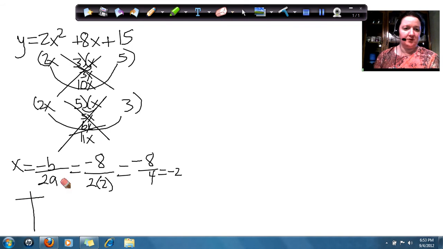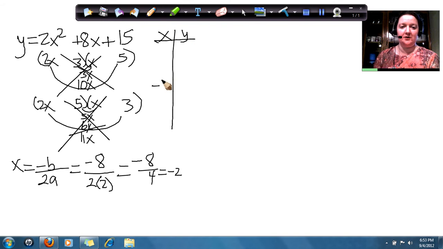Actually, I think I'll move it up here. So if we have x and y, we know our center point is negative 2. So pick a negative 1 and 0, and then, actually it should be the other way around, but a negative 3 and a negative 4.